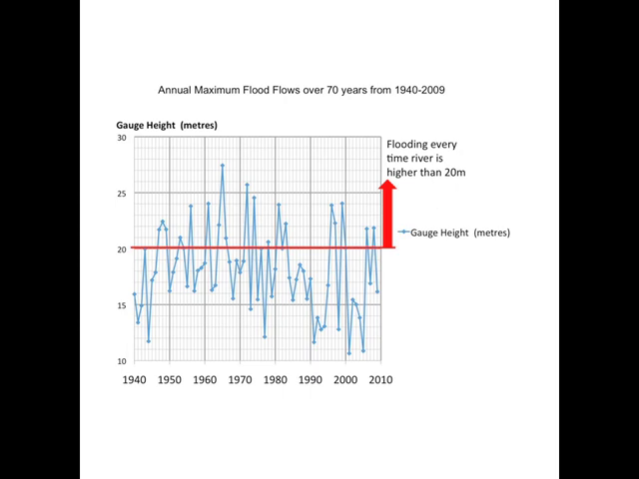This is the biggest flood level in a river every year. So I've got 70 years' worth of data here. It starts in 1940, and the biggest flood in 1940 was 16 metres. That was the biggest level in the river. In this year here, which is 1965, the flood level was 27.5 metres.